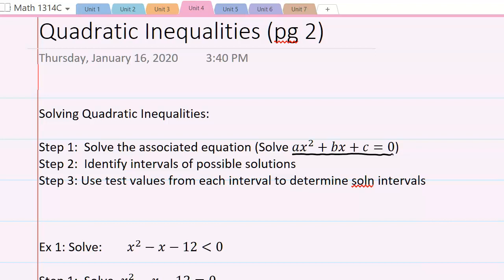After you find the zeros of the function from step 1, step 2 will be to plot these values on the x-axis or number line to identify possible interval solutions. Step 3 will be to determine which of the possible intervals are part of the solution. We can do this by testing values from each interval into the original inequality to see if it makes the statement true. Or we can use our logic from the previous page. Let's use these steps in the following example.